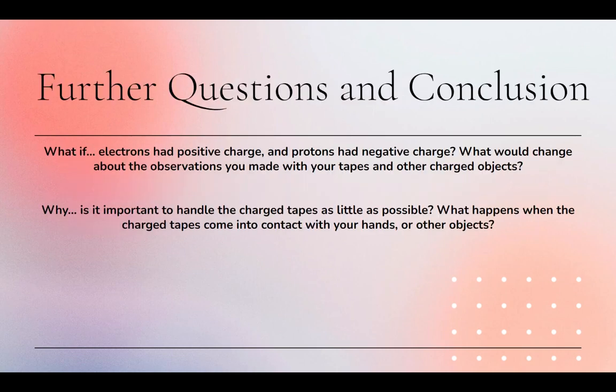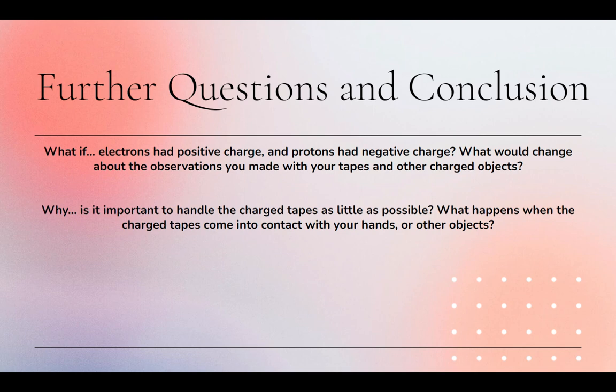These questions prompted some thinking at the end of the lab. If electrons had positive charges and protons had negative charges, the experiment would likely stay the same, and the interactions with the charged tape and other objects would also remain the same. This is because the tapes would still match each other's sign and charge, while the pen would have an opposite charge to the tape, allowing the tape and the pen to be attracted.